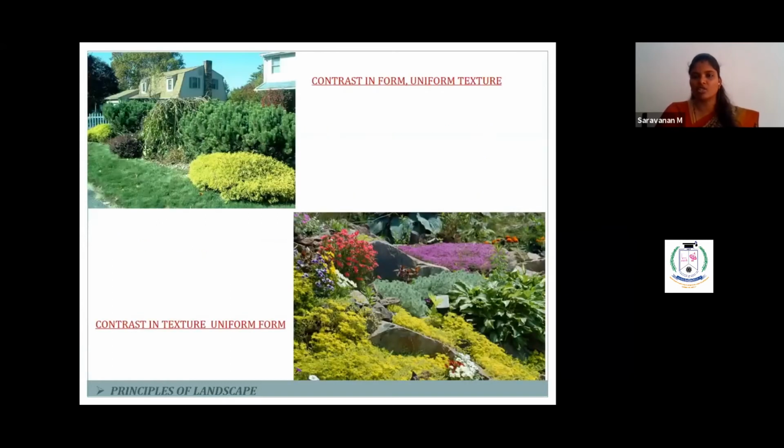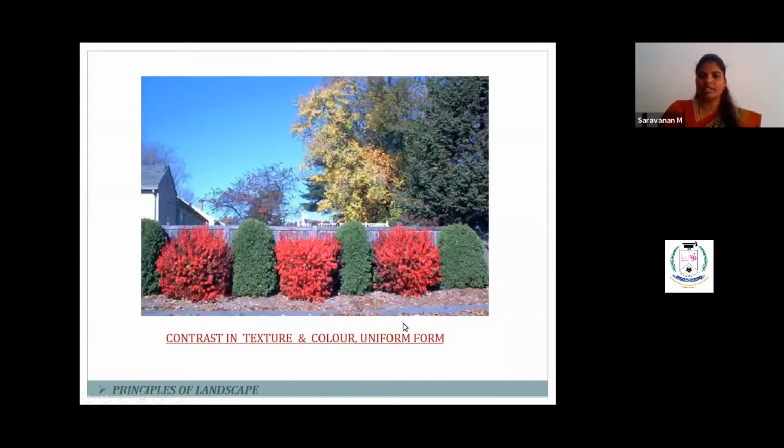So when you see the images, you can understand. The first one is contrast in form and uniform texture. And this is the contrast in texture, uniform. And the next one is contrast in texture and color. You can see it. This one is totally different, this one is totally different.